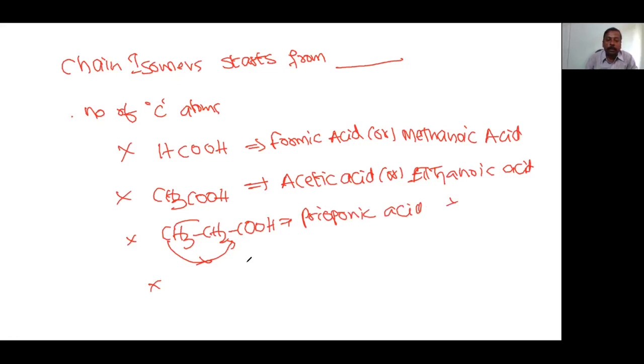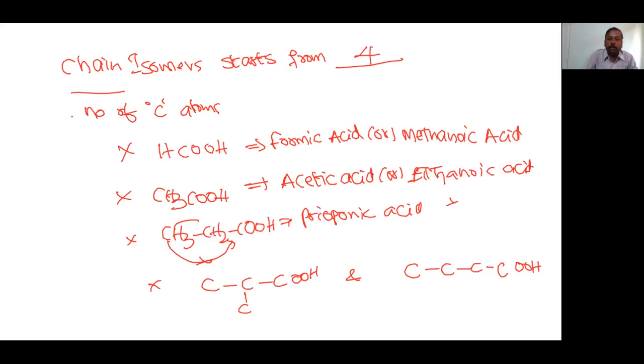And the next one will be with 4 carbons. Now here the fourth carbon can be here, and the fourth carbon can be in a straight line. So this is butanoic acid, and here 2-methylpropanoic acid. So that means from 4 carbons chain isomers are possible. What should be the answer? Very good. Few students already sent the reply. From minimum 4 carbon atoms, isomerism will start. What is that isomer? Chain isomer.